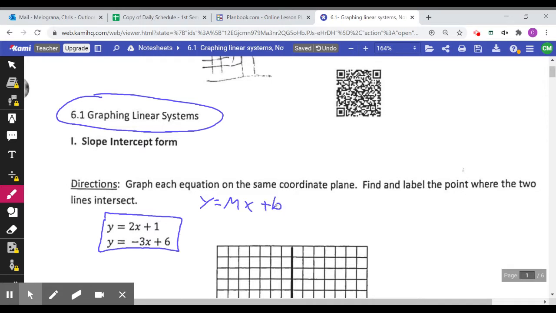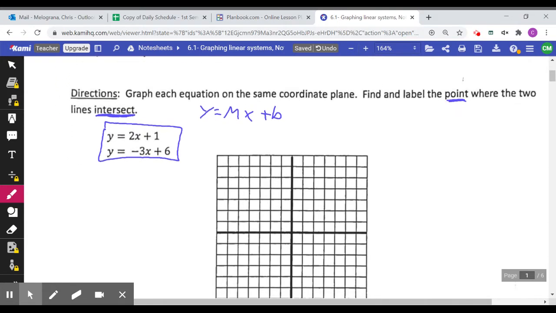Now, if you look at the directions, saying graph each equation, and now we're going to graph on the same coordinate plane, which before we only graphed one line on a coordinate plane. Now we're going to graph two lines on a coordinate plane. Okay, then it says find and label the point where the two lines intersect. All right, this is going to be the key, and this is really everything that we're going to do in this video and everything that we're going to do in class tomorrow. We're going to graph these lines and we're going to find the point of intersection. All right, that's going to be the whole goal.